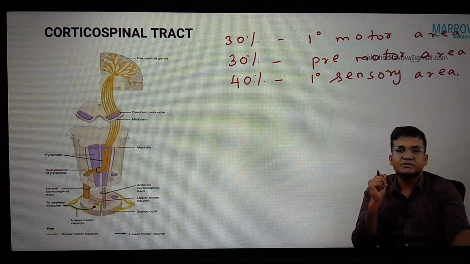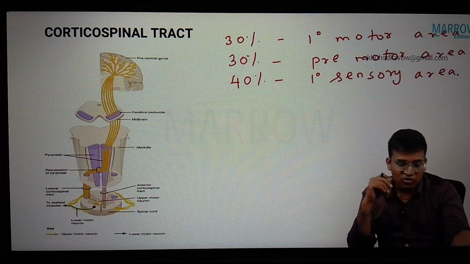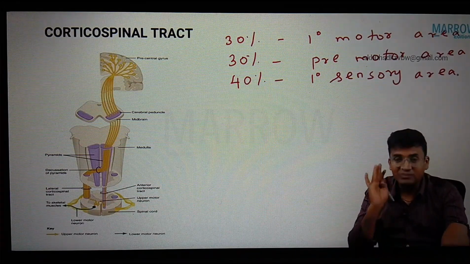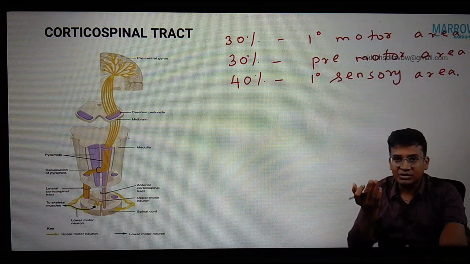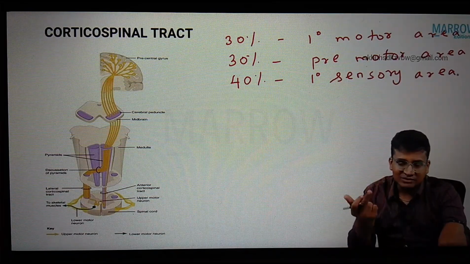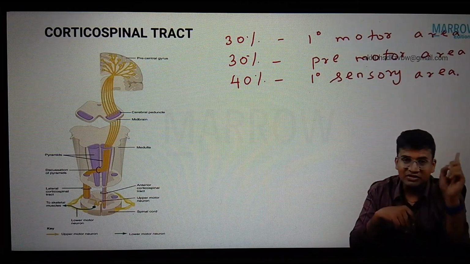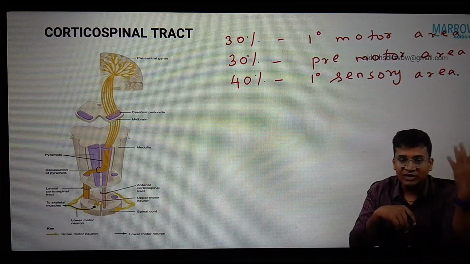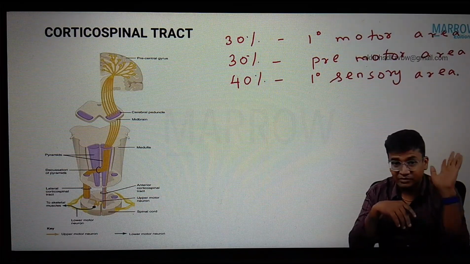Now this is a question. See the statement. The highest individual contributor for the corticospinal tract is our primary sensory area. 40% of fibers arise from your primary sensory area. So the pyramidal tract arises 30% from primary motor area, another 30% from premotor area, but 40% of fibers come from primary sensory area. Now in the exams, they may give you the statement: the highest individual contributor for the pyramidal tract is primary sensory area. That is a correct statement.